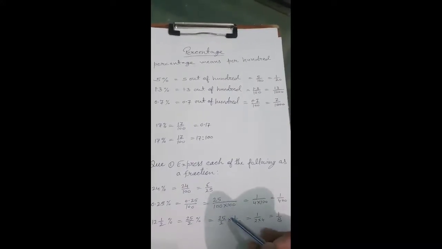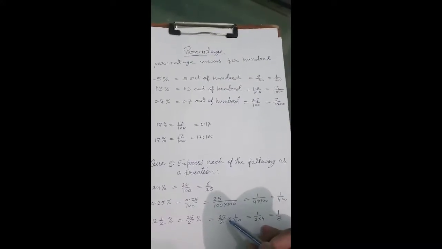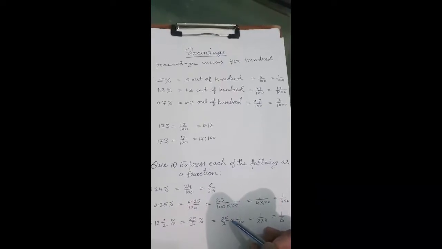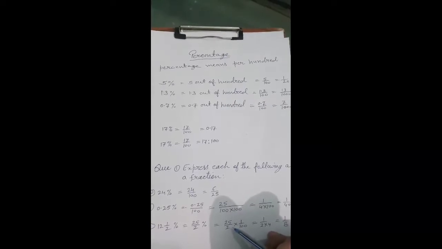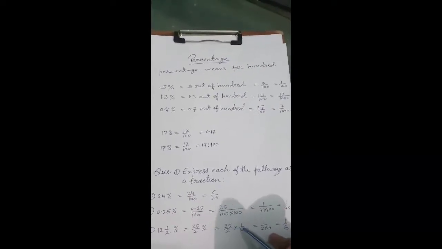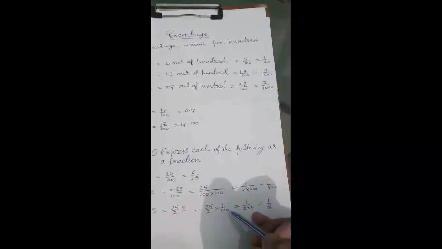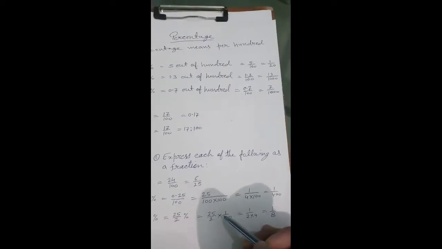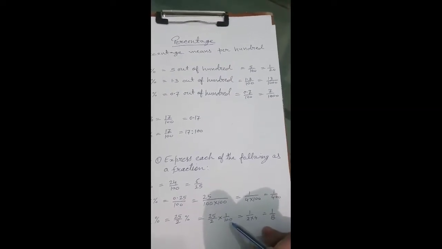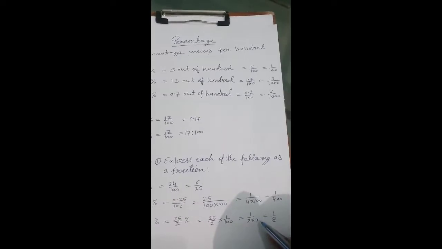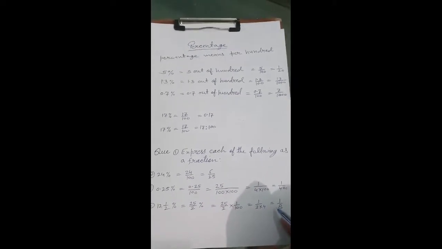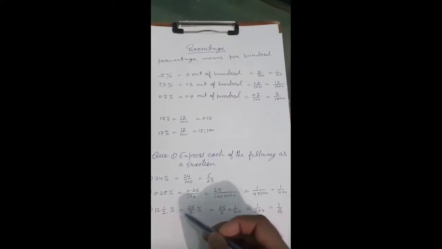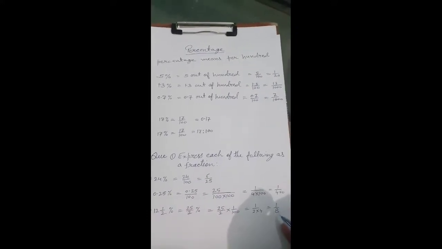Percentage is removed, then 1 upon 100 is multiplied, that we have seen above. 25 by 2 percentage means 25 by 2 upon 100, means 25 by 2 into 1 upon 100. Now dividing 25 and 100 by 25, you will get 1 upon 2 into 4, and 1 upon 2 into 4 means 1 upon 8. That means 12.5% is equal to 1 by 8.